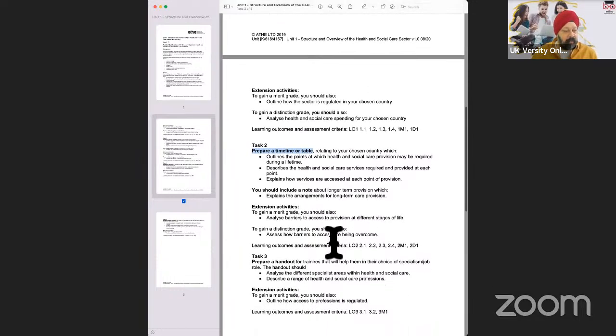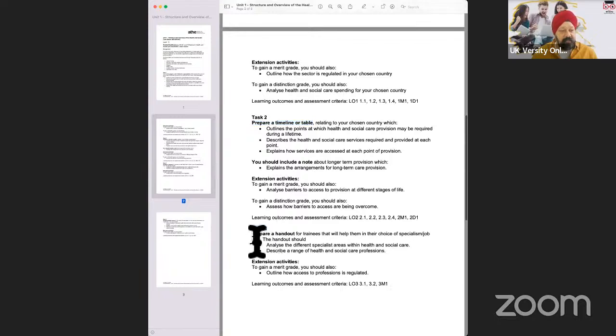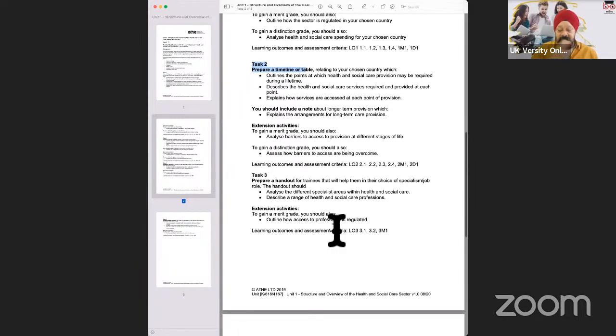And again, when I go into task 3, it says prepare a handout. Now, a handout is going to be a Word document. Even a timeline or a table would be presented as a Word document, because you'll use a Word document, insert a table, and obviously then create a timeline by inserting 3 columns.